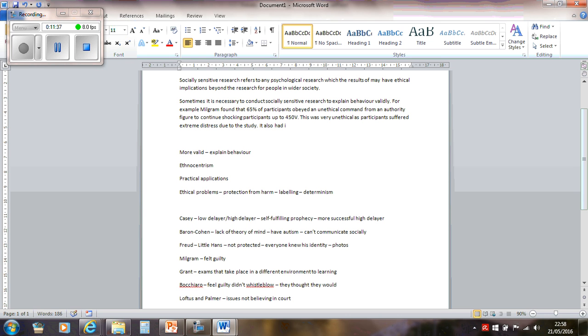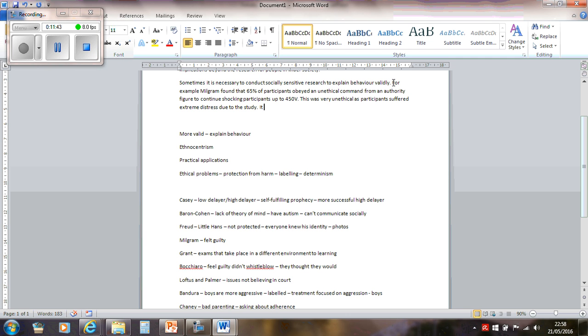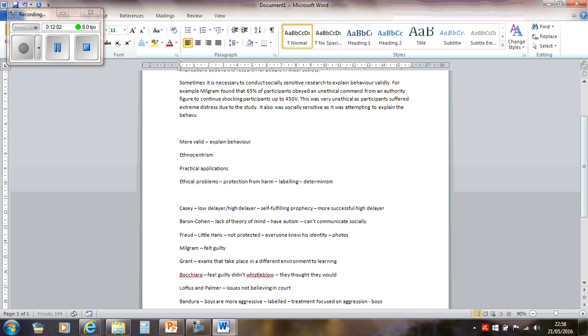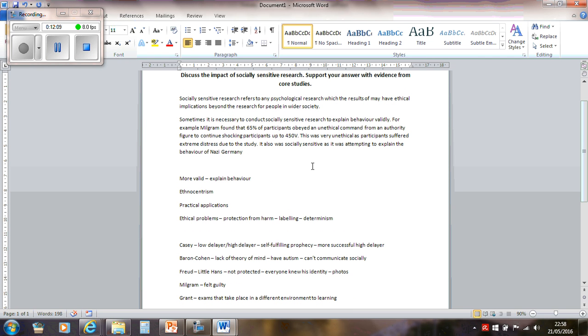It also had, for example, one of the benefits of 5% unethical offence of stress due to the study. It also was socially sensitive as it was attempting to explain the behaviour in Nazi Germany. It's also socially sensitive as it's had to explain behaviour in Nazi Germany.